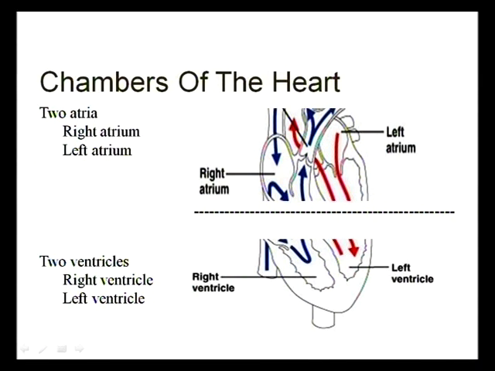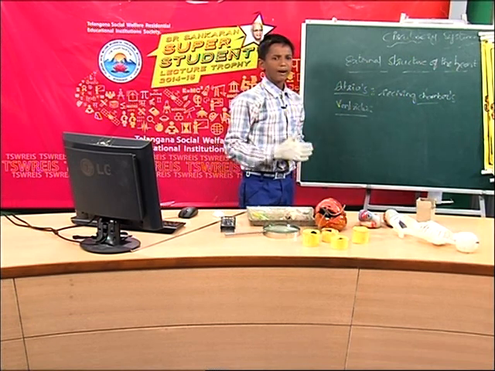Yes, Tswreis, now you are seeing the heart is divided into 4 parts. The upper two are the atria and the lower two are the ventricles. This is the right atrium, this is the left atrium, and this is the right ventricle and this is the left ventricle. The atria are the receiving chambers and the ventricles are the pumping chambers. So, the ventricles are also called the pumping chambers.